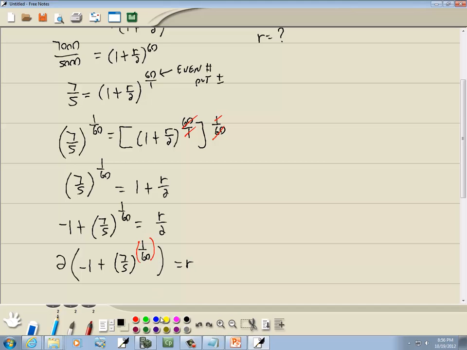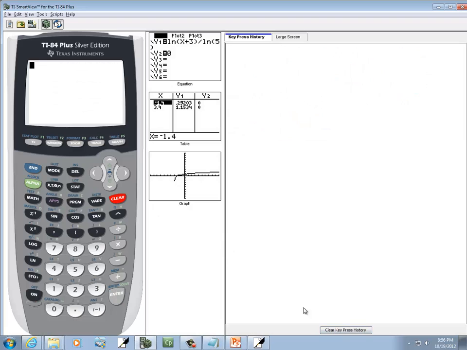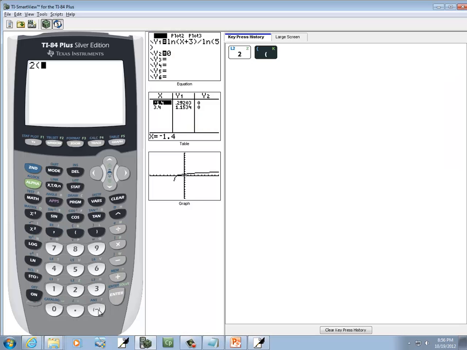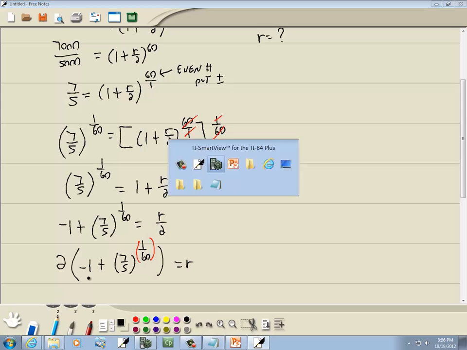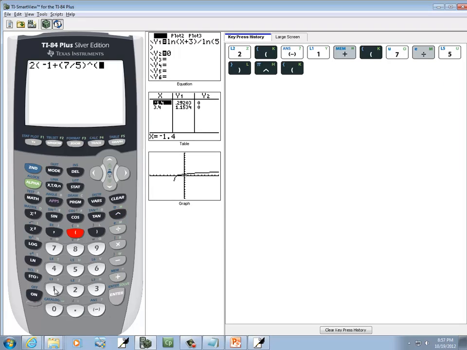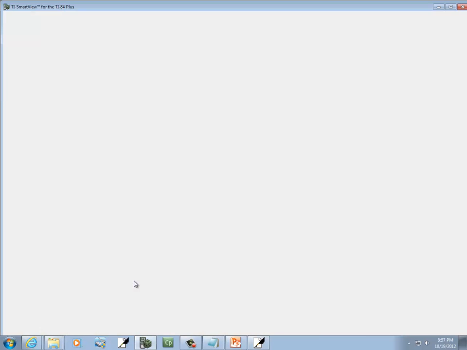So let's type that in now, see what we get. So again, I'm going to type it in pretty much exactly as I see it. So I got 2, beginning parentheses, negative 1, plus, beginning parentheses, 7 divided by 5, closing parentheses, caret, and then beginning parentheses, 1 divided by 60, closing parentheses on this very beginning one, and enter.